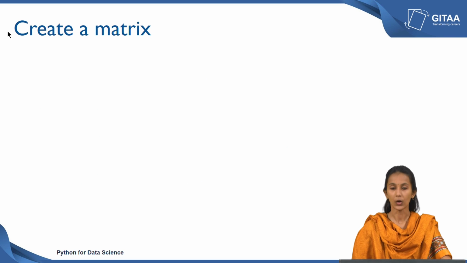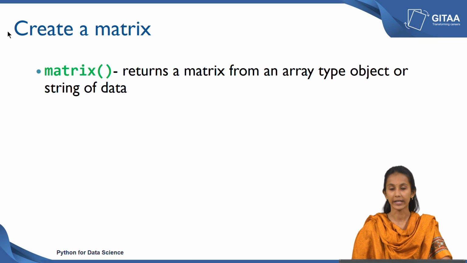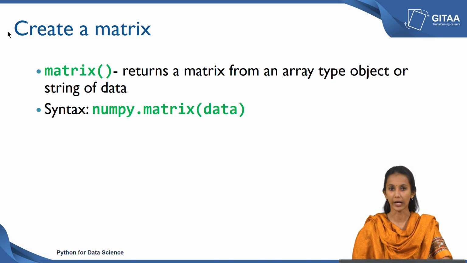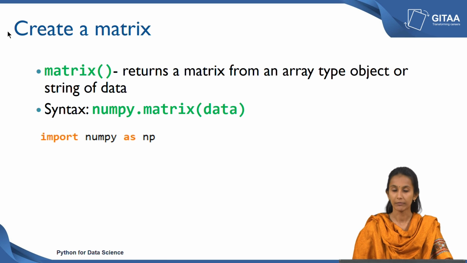Let's see how to create a matrix in Python. matrix is a command to create a matrix. It basically returns a matrix from the array type object. So the syntax is you have to import the NumPy package. From the NumPy package we will call the function called matrix. Inside the parenthesis you have to specify the values for the matrix. Before creating a matrix we will first import the NumPy package as np.